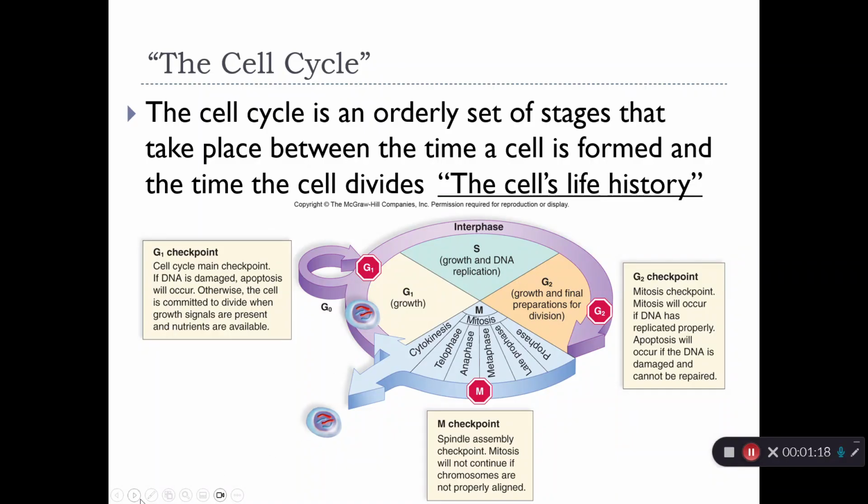So do me a favor, highlight, and I'll try to highlight as we go. The cell cycle is an ordered set of stages that take place between the time a cell is formed and the time it divides. Looking at this image, you'll see that the majority of the time is spent in interphase, which is in between dividing. Mitosis is the actual division, and that's prophase, metaphase, anaphase, telophase, and then when it completely falls apart, we call that cytokinesis.